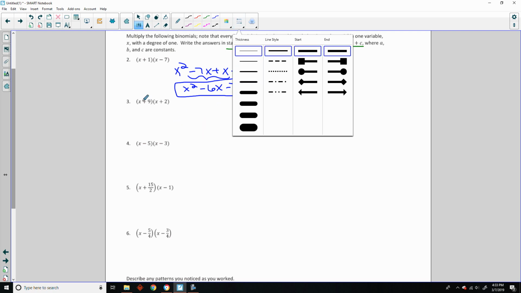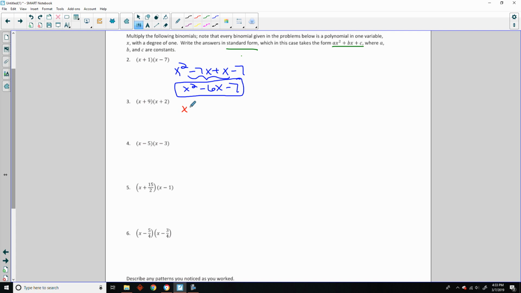All right, so x times x, x squared. X times 2, 2x, plus 9 times x, 9x, and then finally the last terms, 9 times 2, 18. Combine the middle terms, and we end up with x squared plus 11x plus 18.